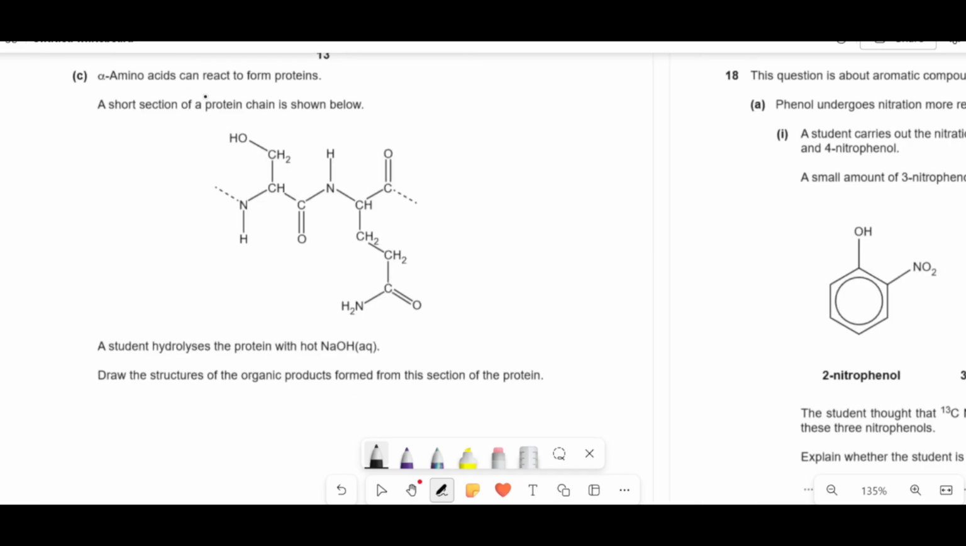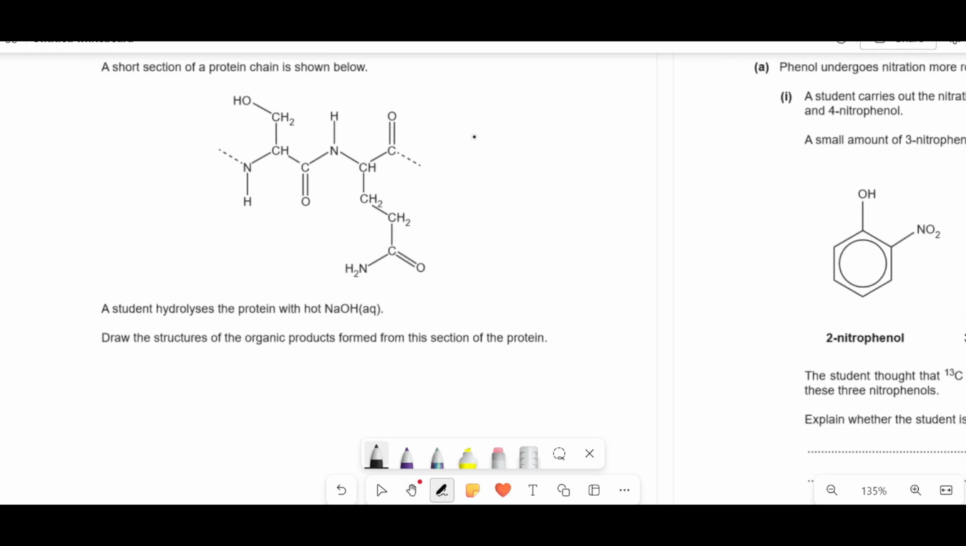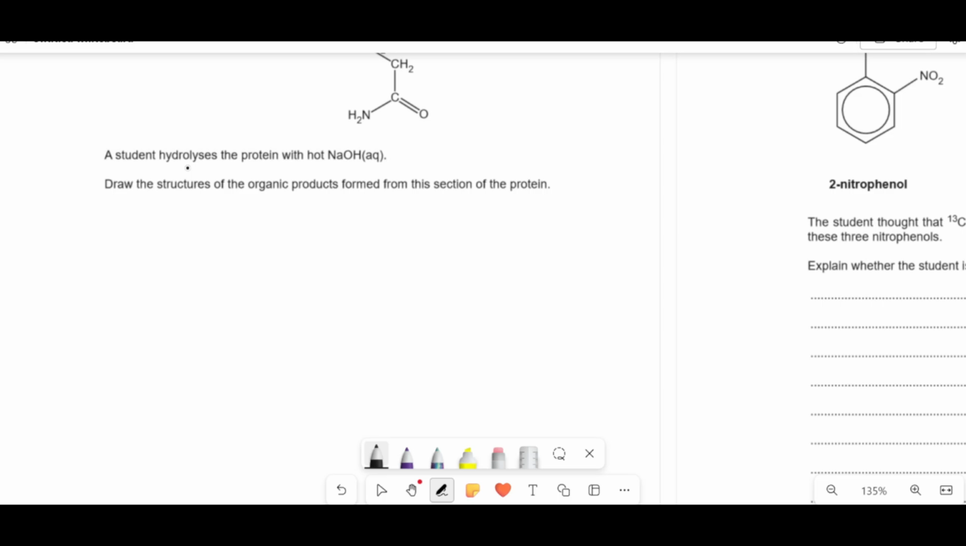Alpha amino acids can react to form proteins. A short section is shown below. So immediately you should be able to recognize that there are amide links here, CONH like that, right? And you can see them right here. Cool. So then it says a student hydrolyzes this protein with hot NaOH, draw the structure of the organic products formed from this.